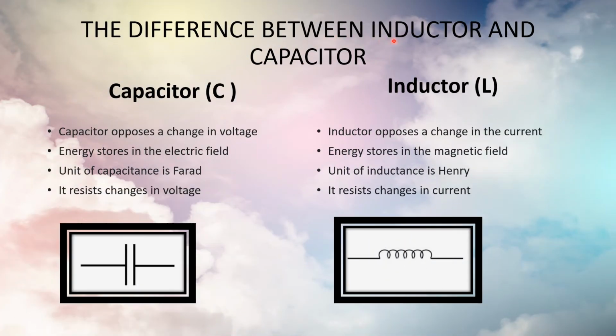The difference between an inductor and capacitor. Capacitor opposes a change in voltage, but inductor opposes a change in the current. Capacitor stores energy in the electric field, inductor stores energy in the magnetic field. The unit of capacitance is farad and the unit of inductance is Henry. A capacitor resists changes in voltage. Inductor resists changes in current.